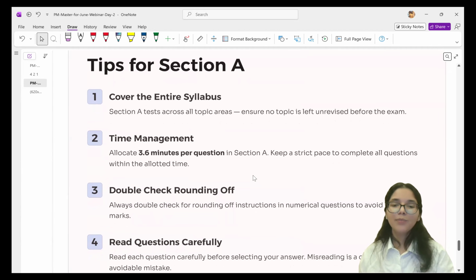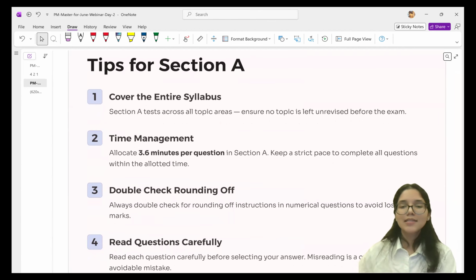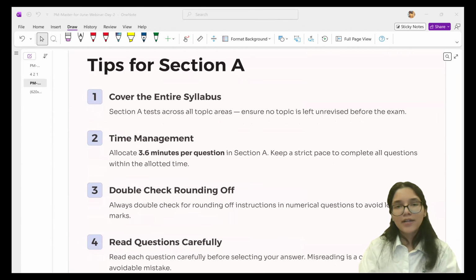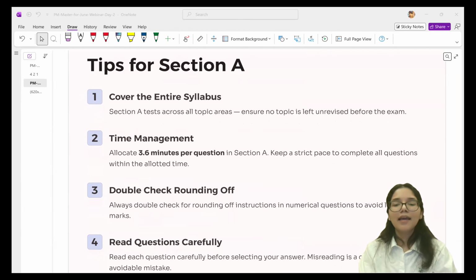For section A of the paper, I saw somebody asking in the chat box, how can we improve on the objective type questions? My suggestion, guys, is please focus on covering the entire syllabus, because section A and section B of your paper can test any area of the syllabus. Even section C can test anything and everything. So please ensure that no selective study is being done. You're covering the entire syllabus. No topic is left unfinished, uncovered, or unrevised before your exam. Everything and anything is important in the PM paper.